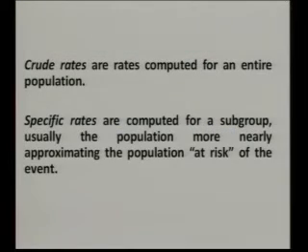Okay? So because crude rates are calculated for the entire population, you do specific rates. Specific rates become the real risk. That's why you calculate infant mortality rate only for the babies born in a year, live births. That becomes the denominator, that's at risk. And how many babies died? That becomes the infant mortality rate.